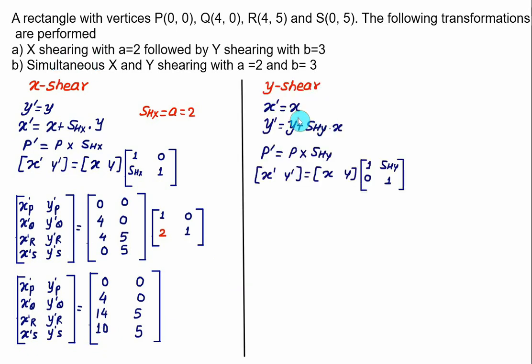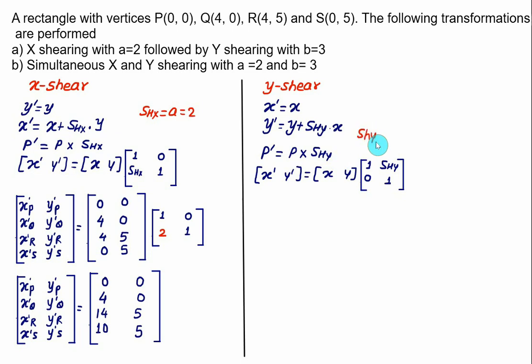In the case of y shear, the x coordinate will not change. So x prime will be equal to x, and y prime is equal to y plus shy into x. In that case, we can calculate P prime is equal to P into shy. P prime is x prime y prime, P is x y, and the shy value you have to select is equal to b.